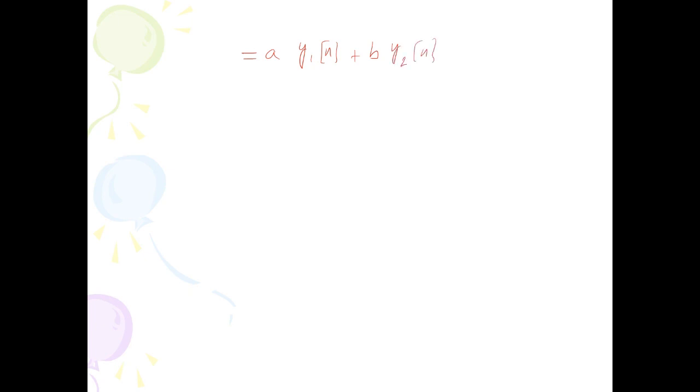So on the left hand side, what is this? a into x1 of n plus b into x2 of n is given. So the given system is a linear system.